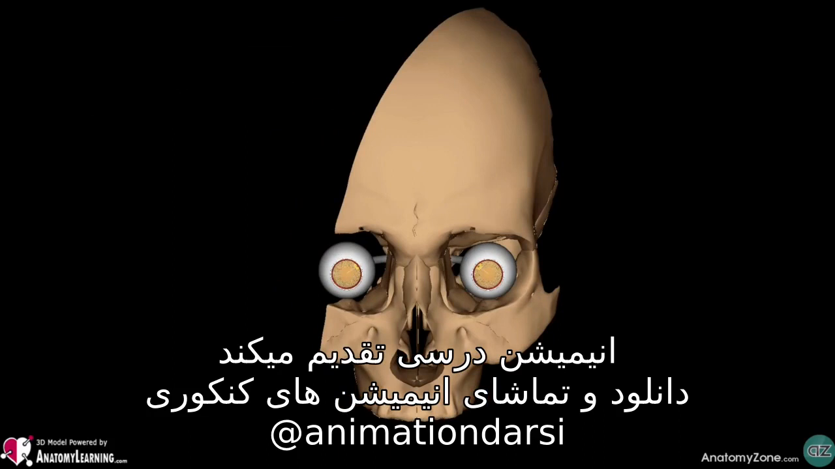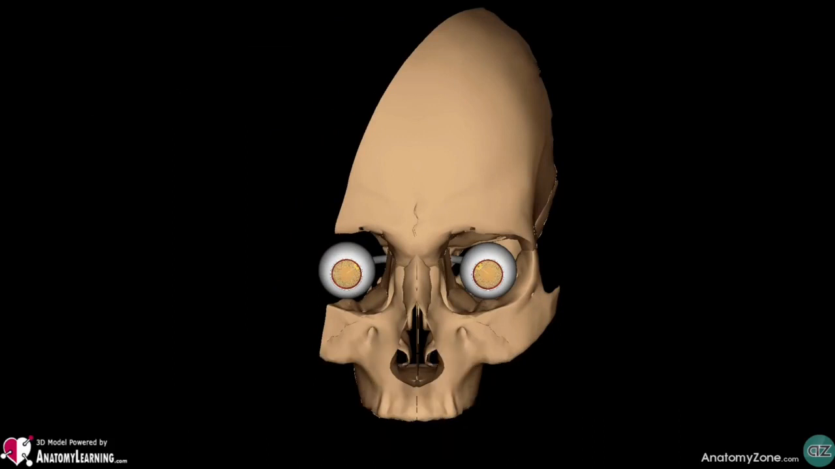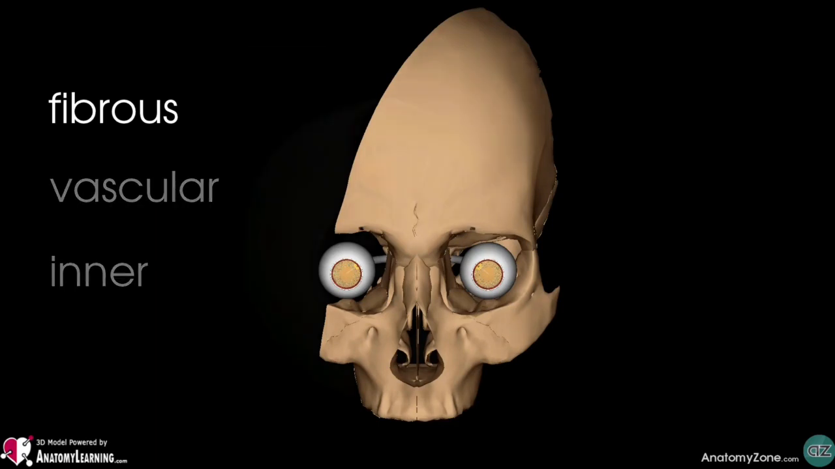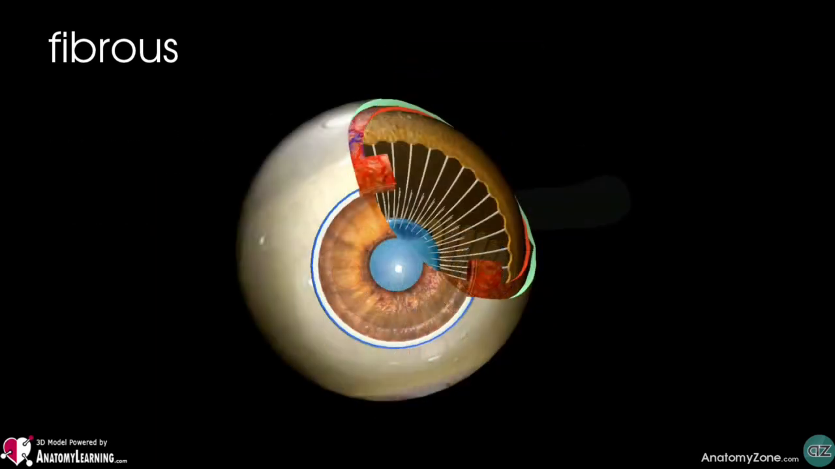Anatomically, the eyeball can be divided into the fibrous, vascular, and inner layers. These layers have different structures and functions. Let's start with the outermost layer, the fibrous layer.